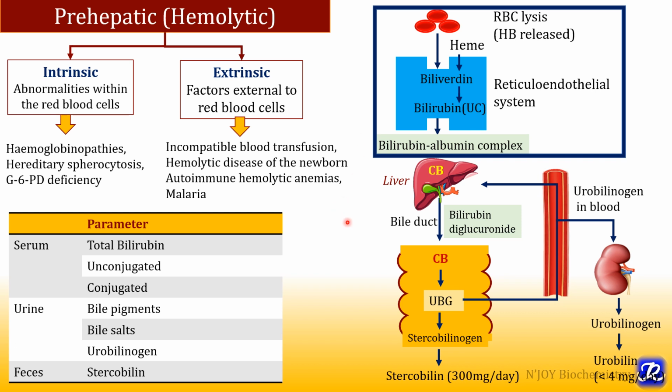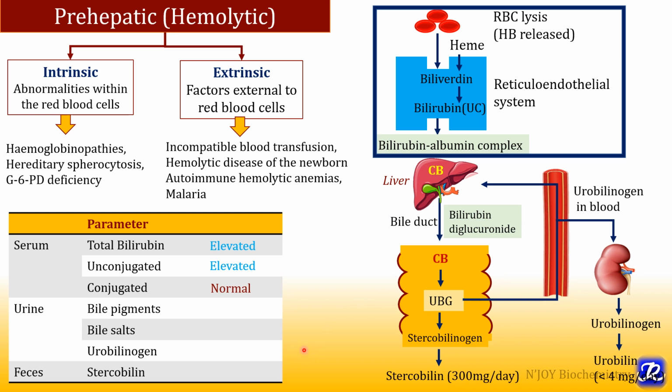So what will happen to total bilirubin? It will be elevated. Now, what will happen to the unconjugated bilirubin in case of prehepatic? There will be more hemolysis, so more formation of unconjugated bilirubin. So it will be elevated. And what will happen to the conjugated bilirubin? It will remain normal, because the liver has 10 times more capacity to conjugate bilirubin. So in this hemolytic anemia, the conjugated bilirubin will remain normal. Only unconjugated bilirubin will be increased.